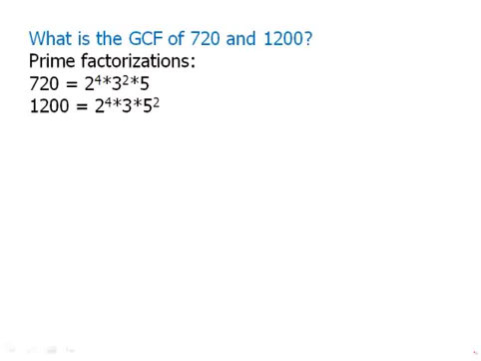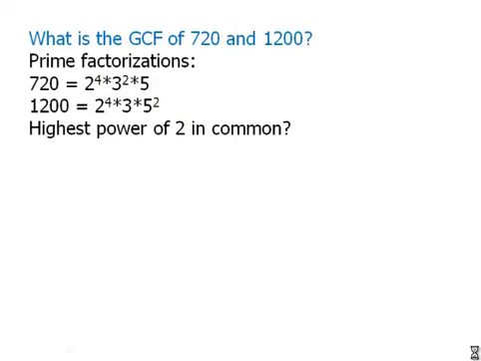What is the greatest common factor of 720 and 1200? Pause the video here and try this on your own, then we'll talk about the answer. Okay, so first of all, we find the prime factorizations of these. Those are the prime factorizations. Now we start looking at the individual factors.